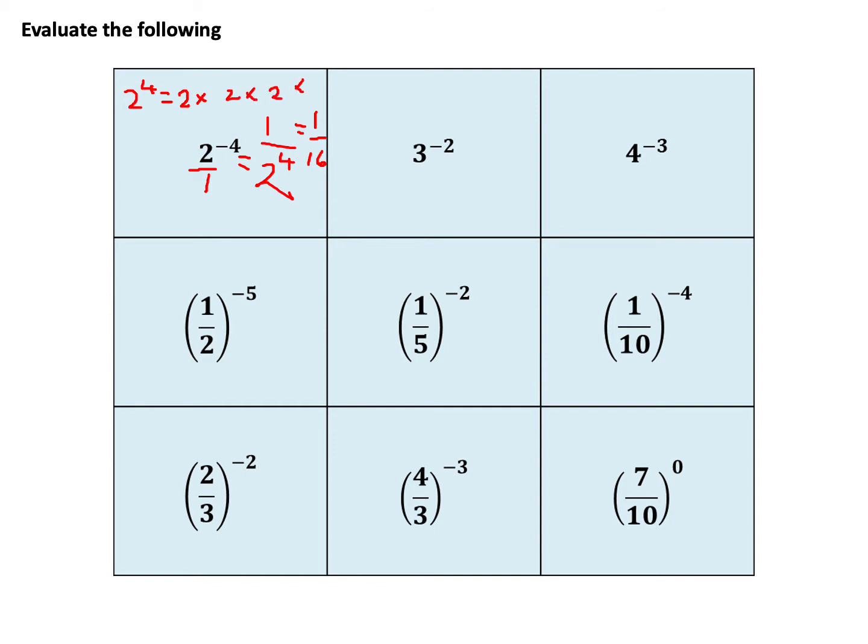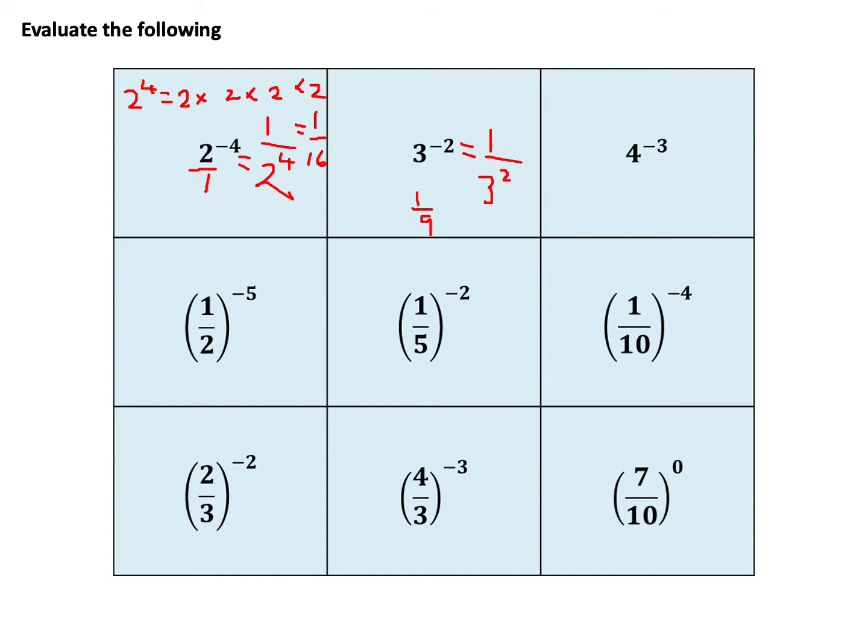Okay, question number 2, guys. So 3 to the minus 2. So it's 1 over 3 squared, which is 1 over 3 times 3, which is 1 over 9. Okay, so that's the answer for question 2.